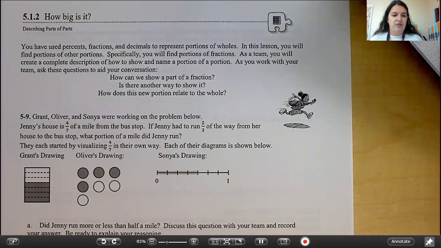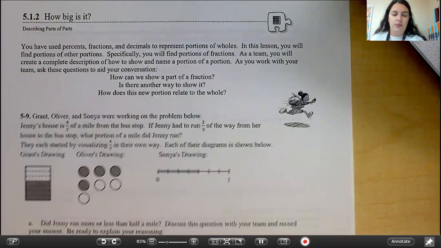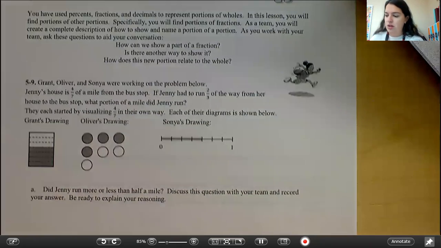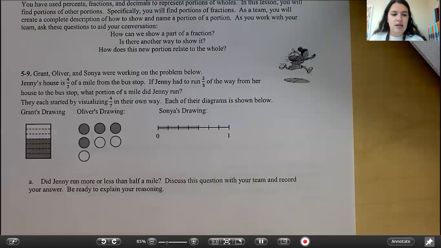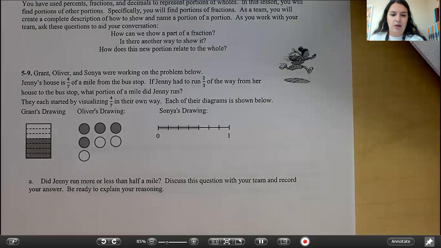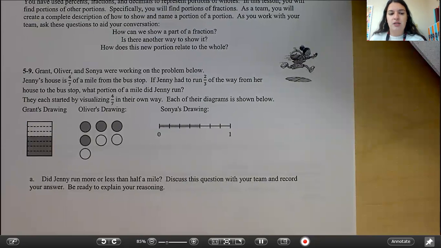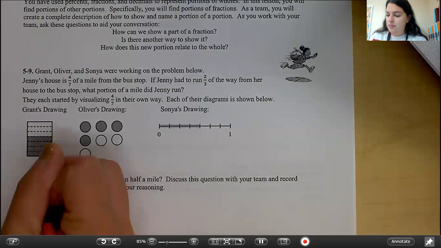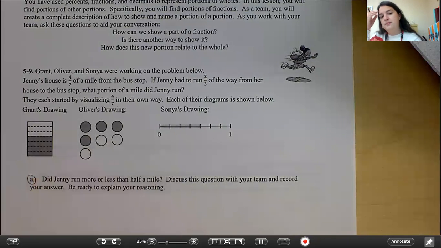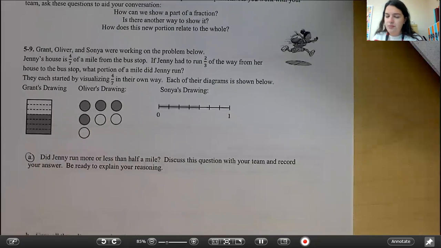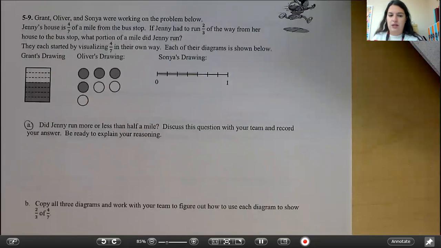They each started by visualizing 4/7 in their own way. Each of the diagrams is shown below: Grant's, Oliver's, Sonia's. A. Did Jenny run more or less than half a mile? Discuss this question with your team and record your answer. Be ready to explain your reasoning. So go ahead and pause the video now and answer question A. If you're back with me, you've answered A.